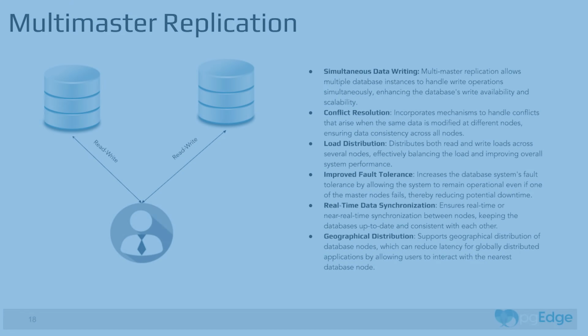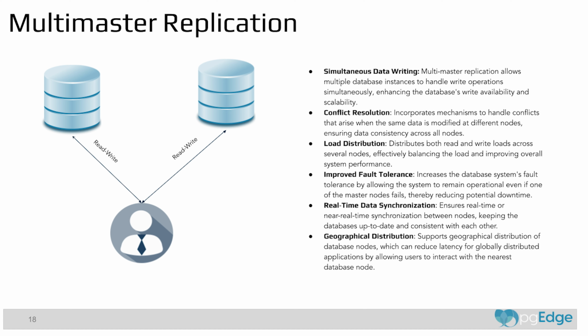So what is multi-master replication? Simultaneous data writing on multiple nodes, and conflict resolution is provided. Load distribution, that's important. If you have one computer in the US and one in Europe, European people can write their data to the Europe server and US people can write their data to the US server, and data is automatically replicated between the two nodes. That's a benefit because your load is distributed.